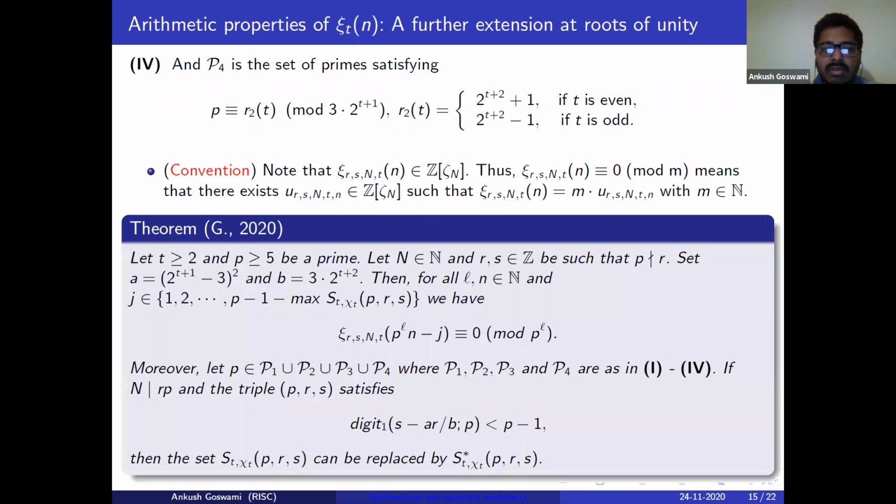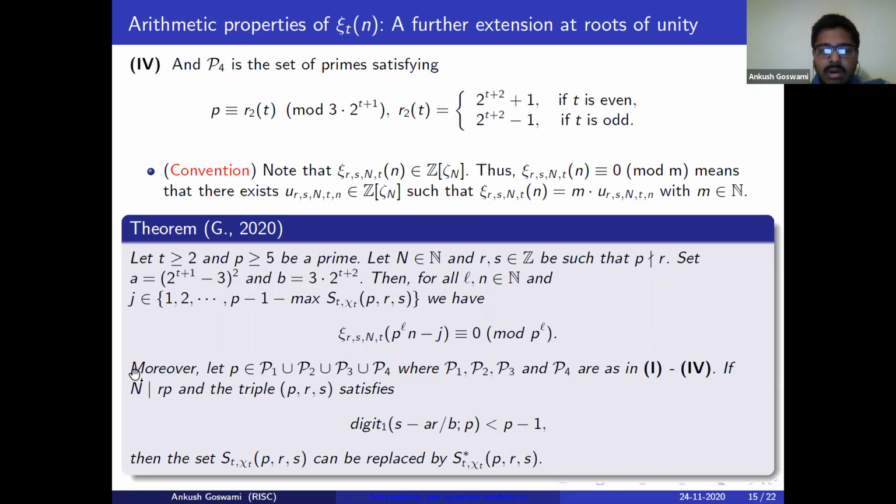And now we can state the main result, which is: if t is bigger than or equal to 2, p bigger than or equal to 5 is a prime, and capital N is any natural number, and r and s are integers such that p does not divide r, then for all j belonging to this set, we have these congruences for the generalized Fishburn numbers xi, r, s, and t, mod p to the power of l. And this holds true for all integers l and n.